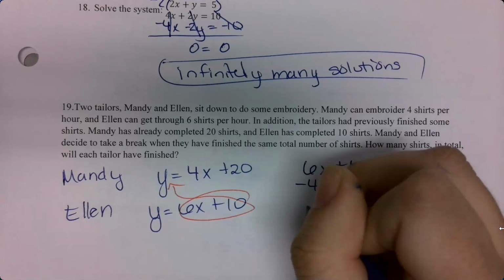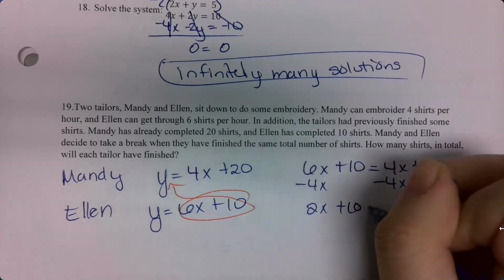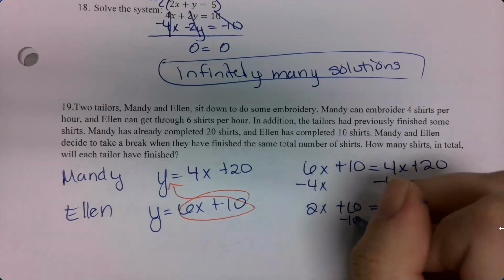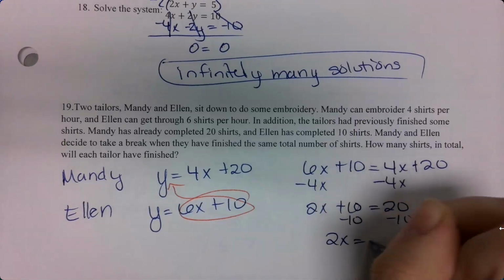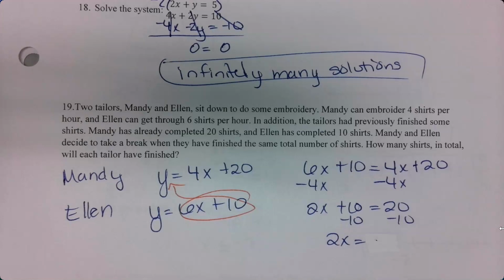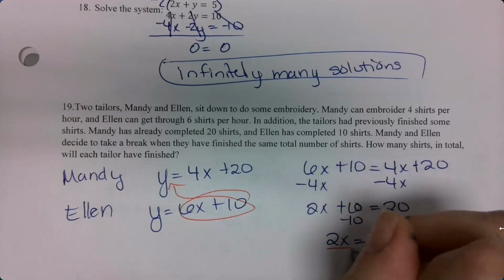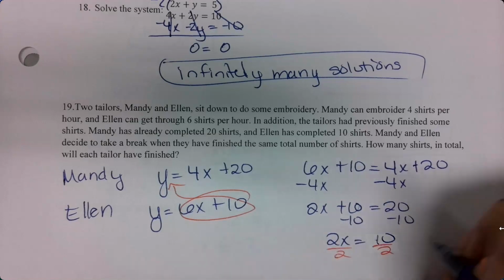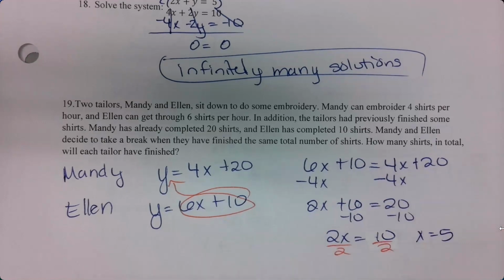I want to get all my x's on the same side, so I'm going to subtract 4x on both sides. This gets me 2x plus 10 equals 20. Subtract 10 on both sides. 2x equals 10. Then I want to go ahead and divide both sides by 2 to isolate my variable. I get x equals 5.